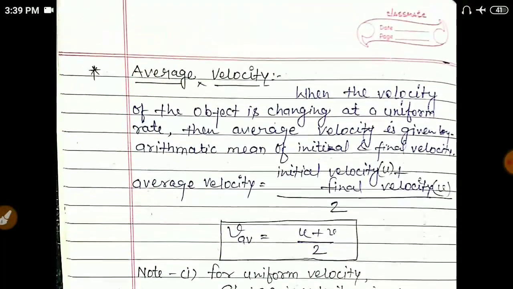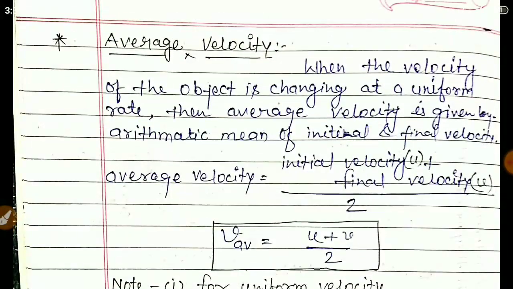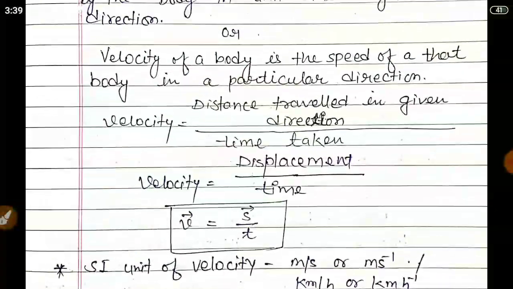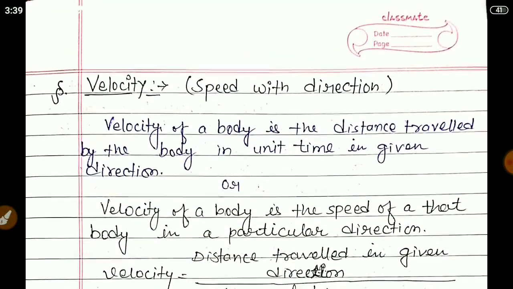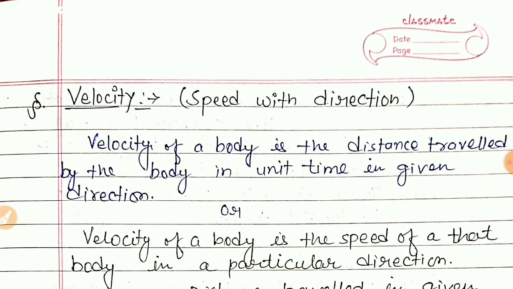Okay, now look at another quantity which is known as velocity. As we have studied, speed is done by the object in any direction. There is only magnitude. That's why it is known as a scalar quantity.